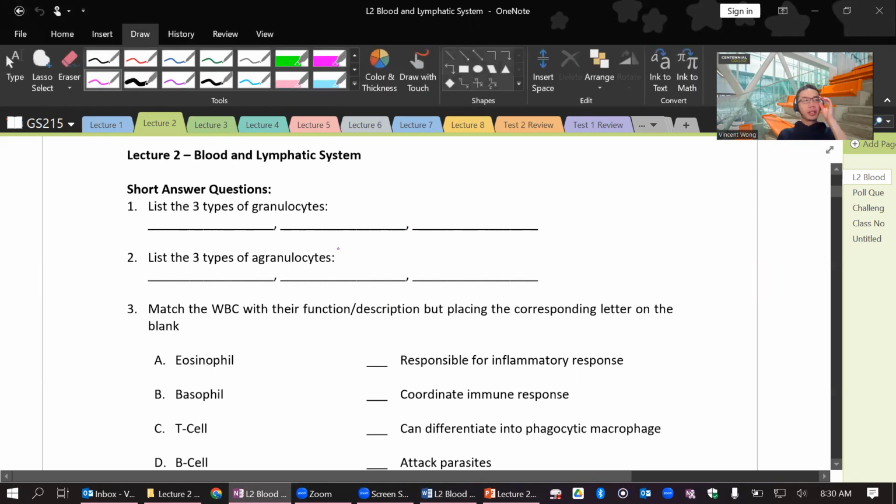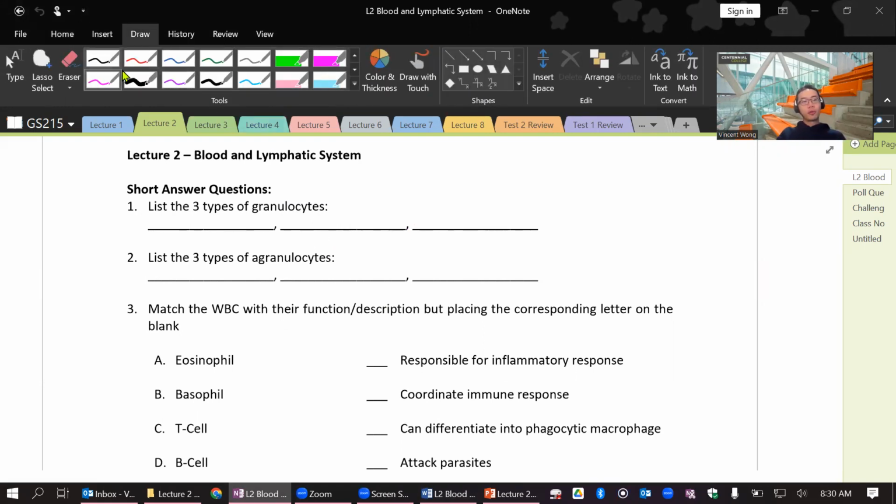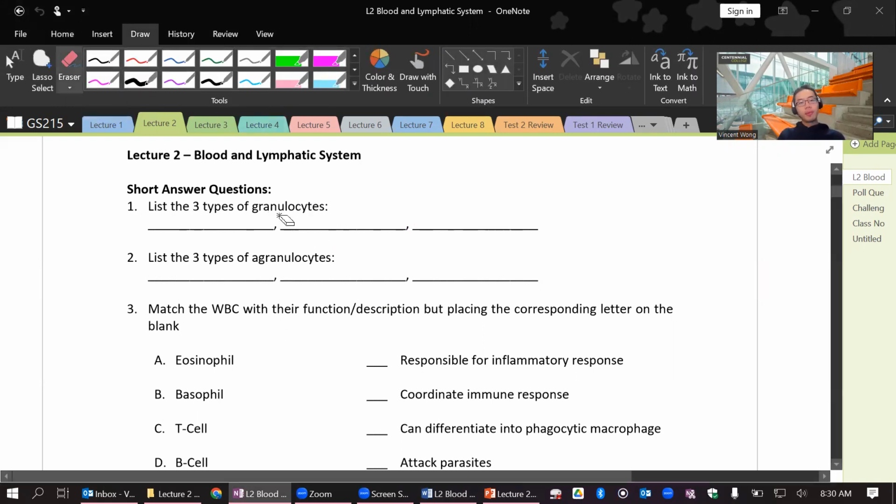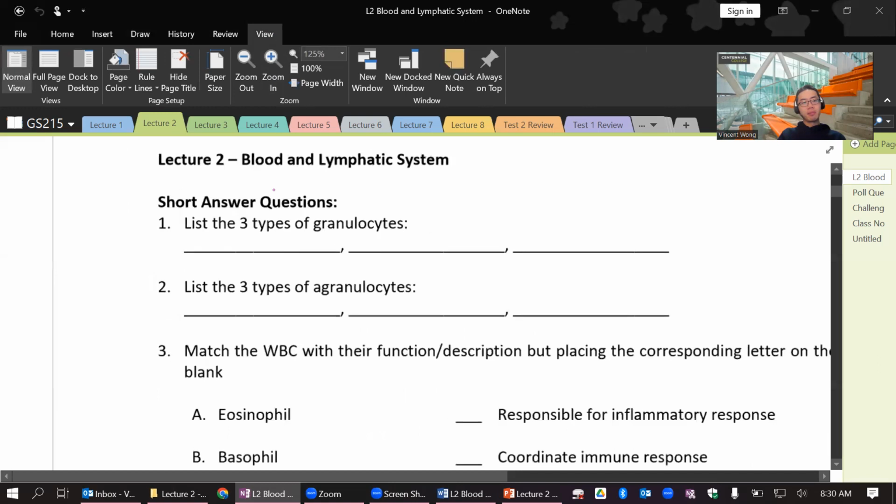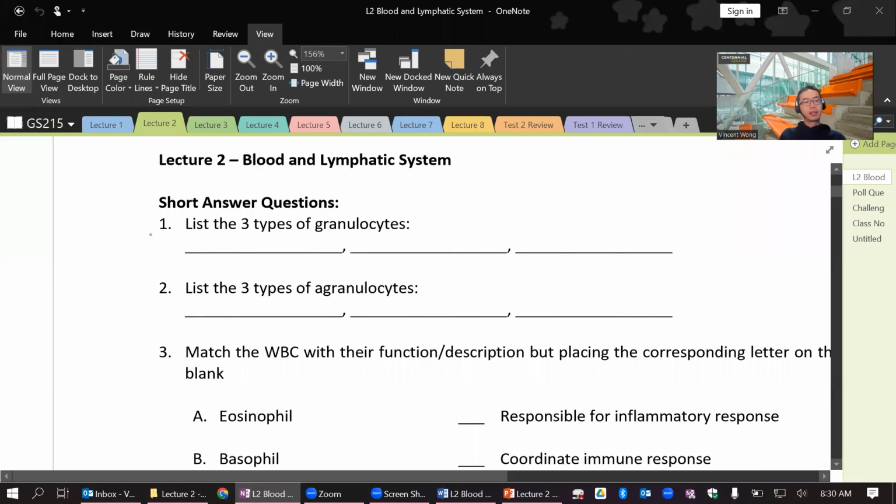Okay, first question here. List 3 types of granulocytes. And as you might remember, the granulocytes are the cells that have visible granules when you stain them and look at them under the microscope. And we talked about 3 examples of the granulocytes. Right? So the first one is neutrophil.